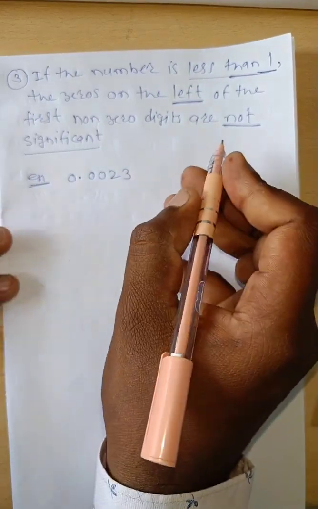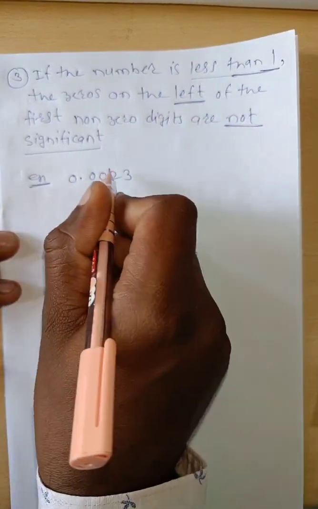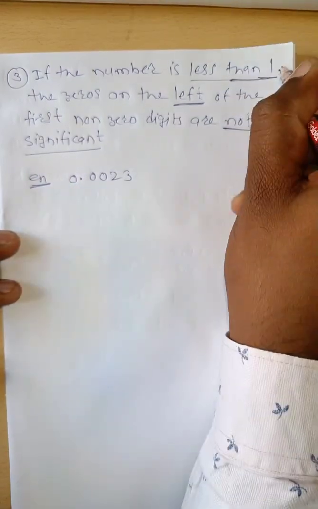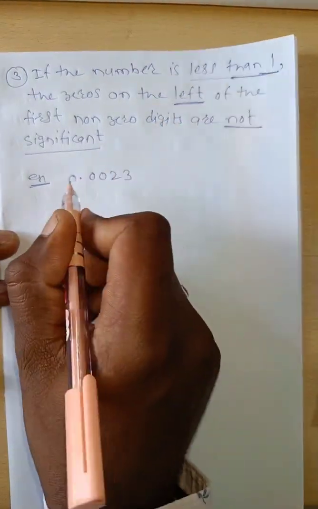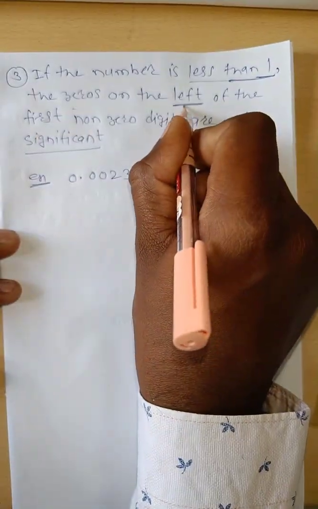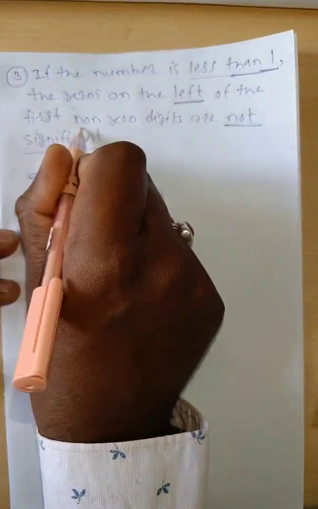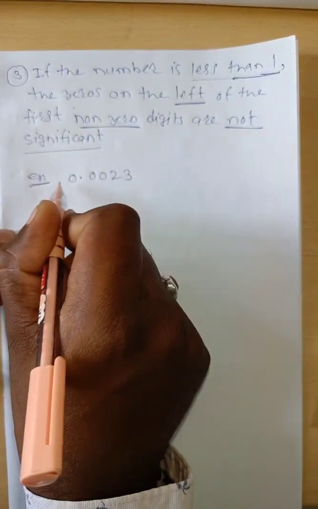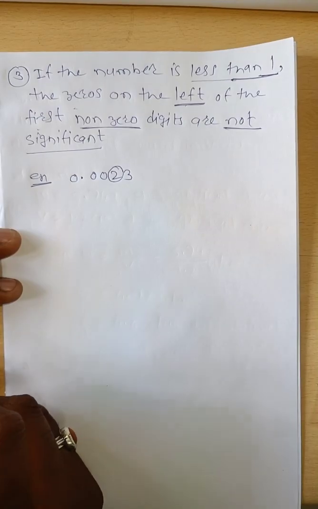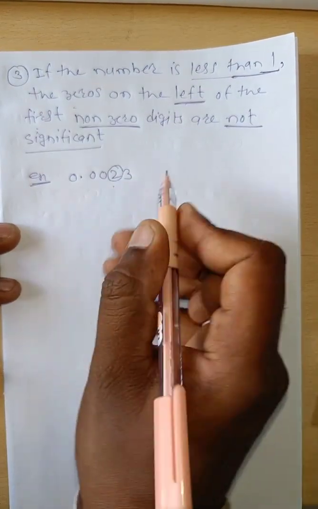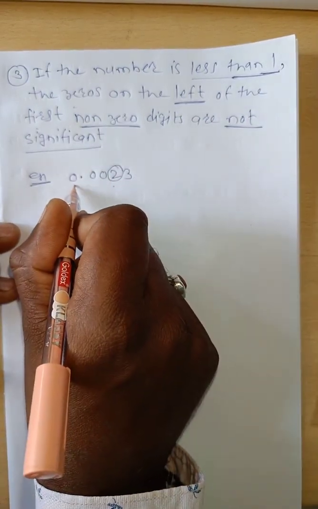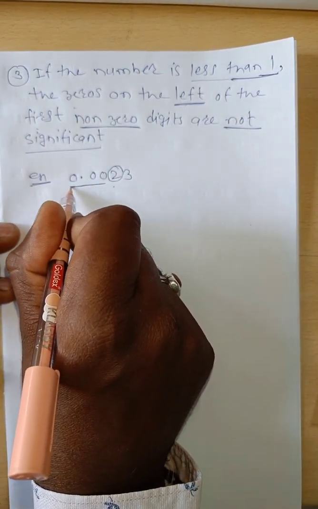0.0023. In that case, this number is less than 1. If the number is less than 1, then look at the zeros on the left of the first non-zero digit. Here, the first non-zero digit is 2. Therefore, the zeros on the left of the first non-zero digit are 3 zeros.